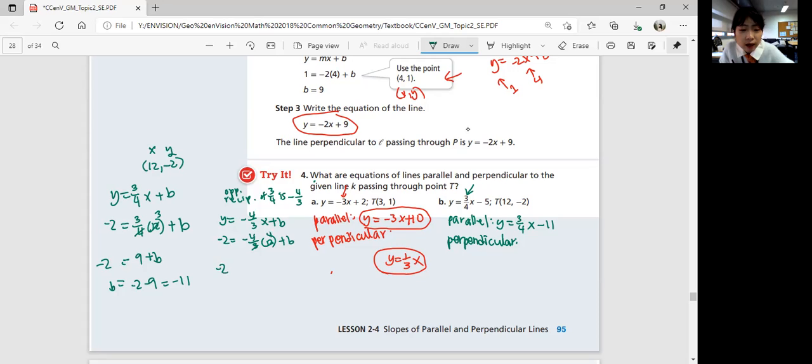All right, and you have negative 2 is equal to negative 16 plus b. And do not confuse b as 6. I've seen some people do that. B is b, and it's your y-intercept. Okay, so b is going to be negative 2 plus 16, which is 14. So the perpendicular line would be y equals negative 4 over 3x plus 14. Okay.